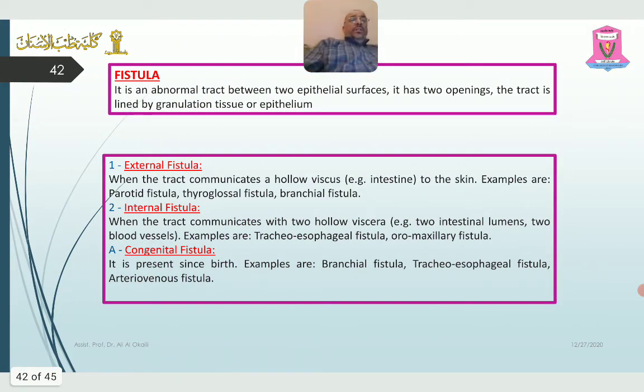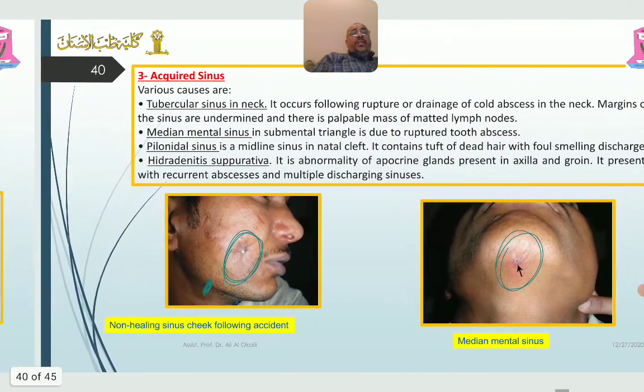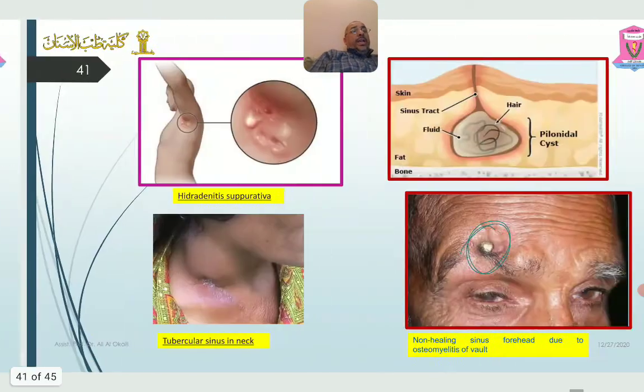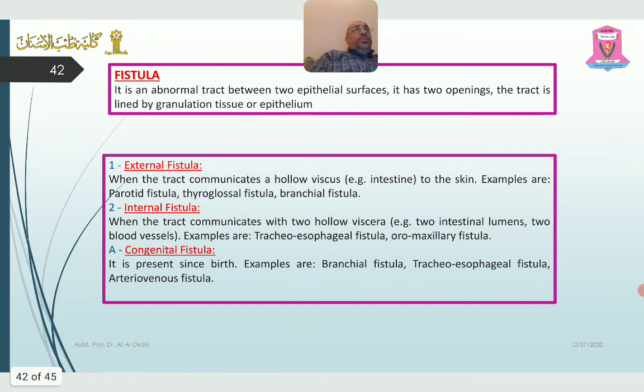The fistula. A fistula is an abnormal tract between two epithelial surfaces. It has two openings, and the tract is lined with granulation tissue or epithelium. Whereas the sinus had only one side: an epithelial surface to the abnormal space, from the space to the surface epithelium. The fistula, however, connects two surface epithelia.